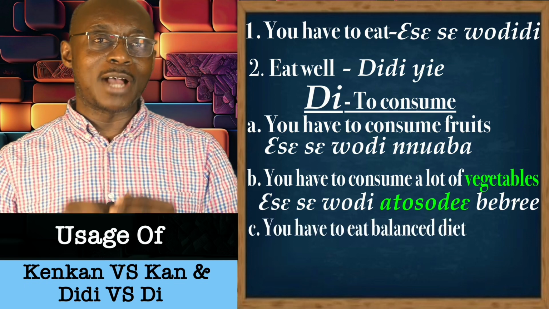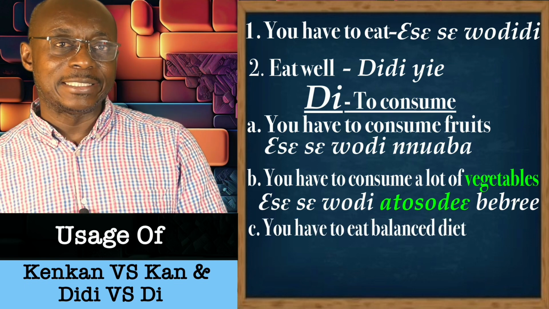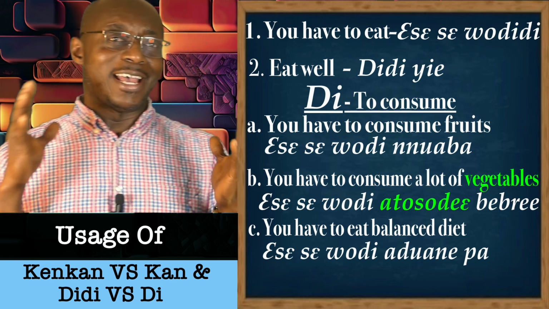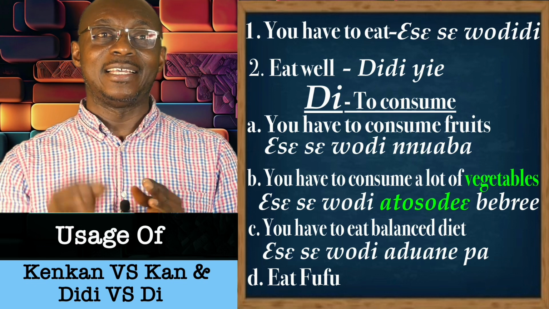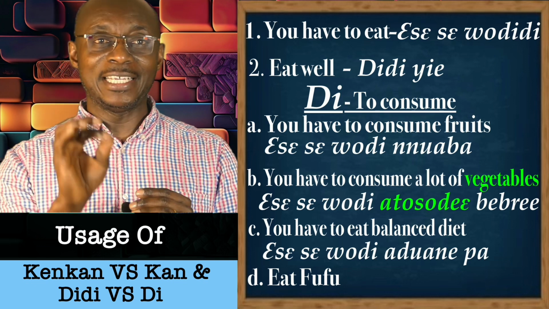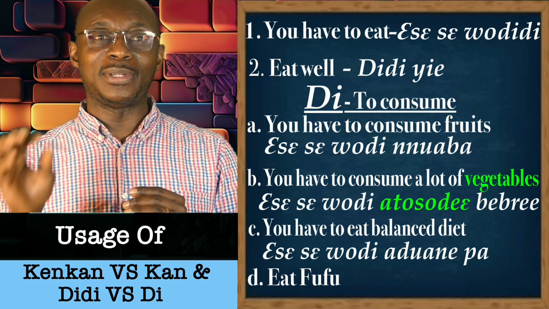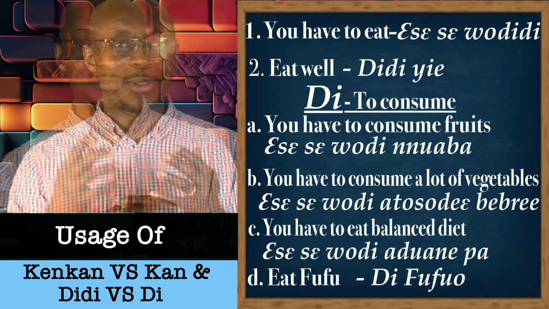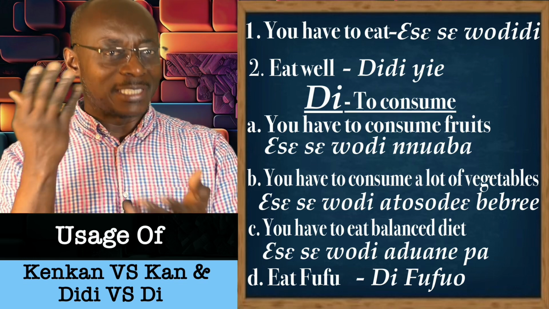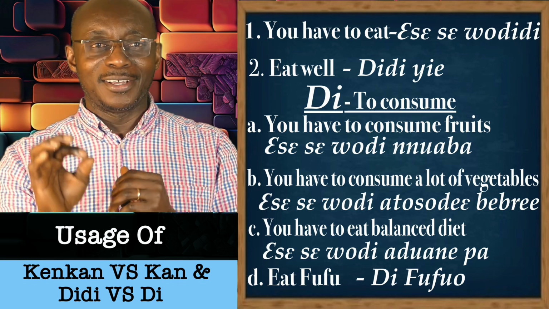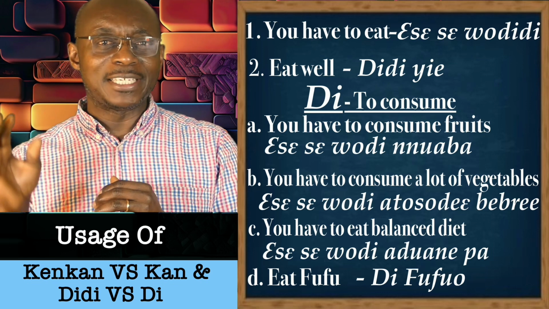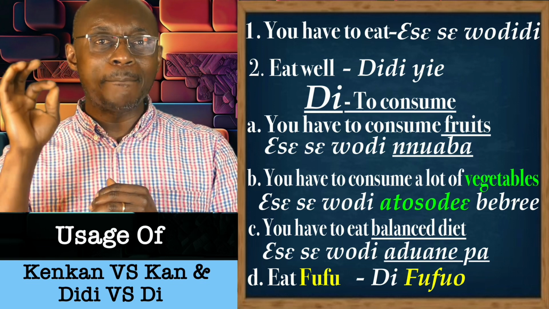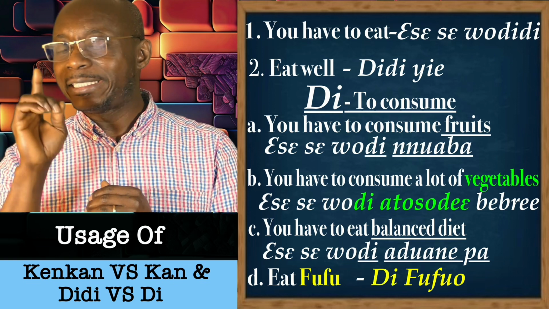He can also say you have to eat a balanced diet. In Twi, he will say esese wudi aduane pa. And finally, he can also say eat fufu. Which in Twi, he will say di fufu. What do you notice about the above statements? You could see that in the above statements, the names of the food or type of food are mentioned. That is why di was used.